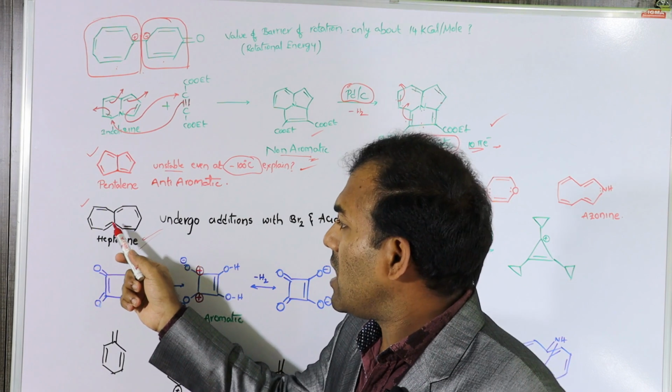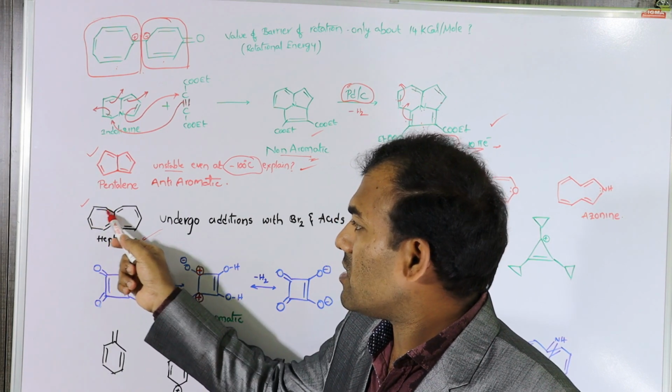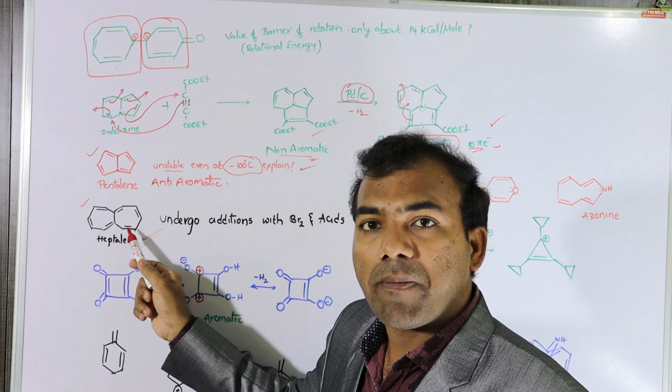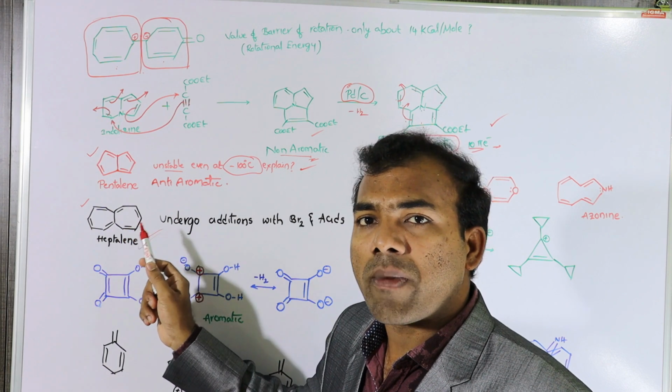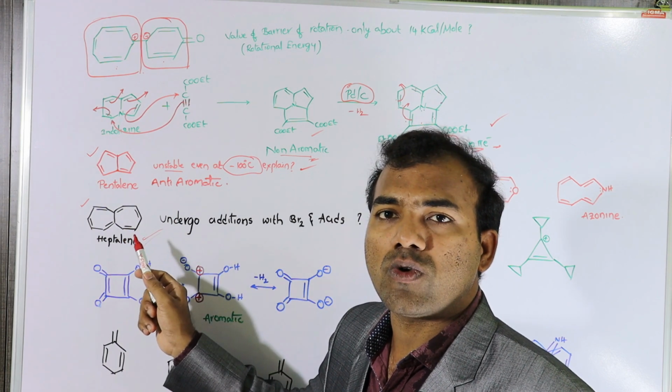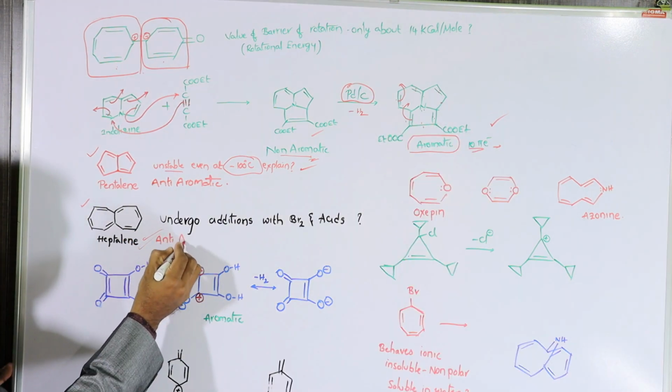Count how many electrons in total. 6 pi bonds, so 12 pi electrons, satisfying Huckel's 4n pi electron rule but not the 4n plus 2 pi electron rule. So it is an anti-aromatic compound. That is the reason.